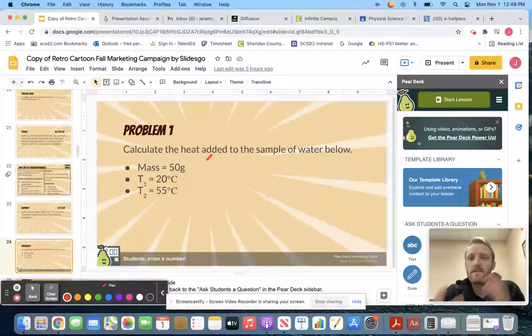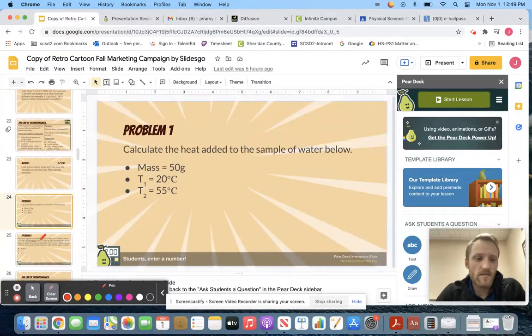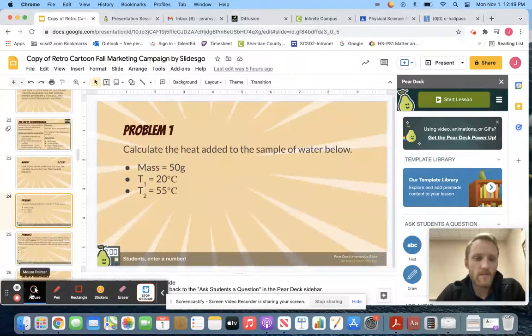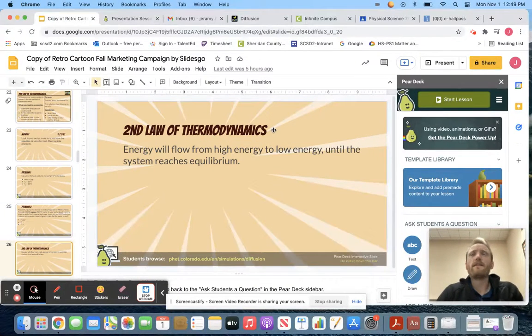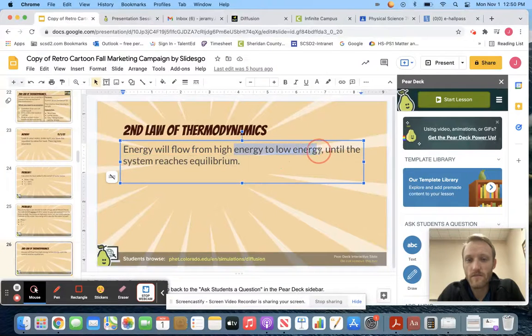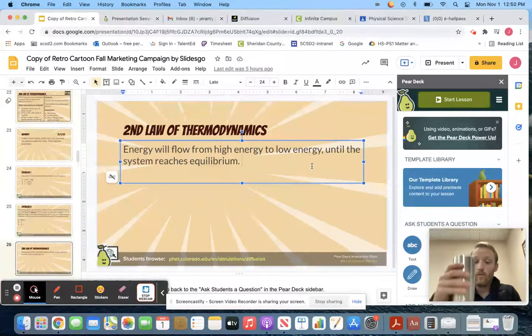Now, next thing we started talking about, we did a practice problem, and then we wanted to look at this idea of the second law of thermodynamics. Okay, so our second law of thermodynamics is a little bit trickier when we look at it online, because it starts talking about entropy and probability and all these different things that really explain how it works. But what we want to know is that energy will always flow from high energy to low energy, meaning something that's hot and has a lot of energy is always going to transfer that energy to something that has lower energy.